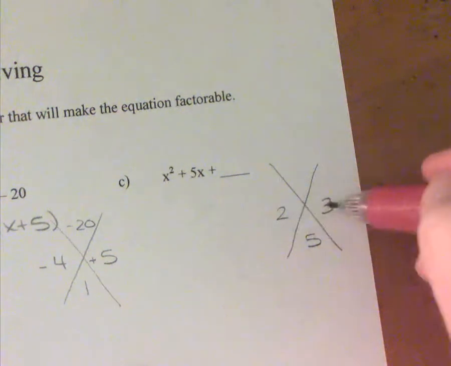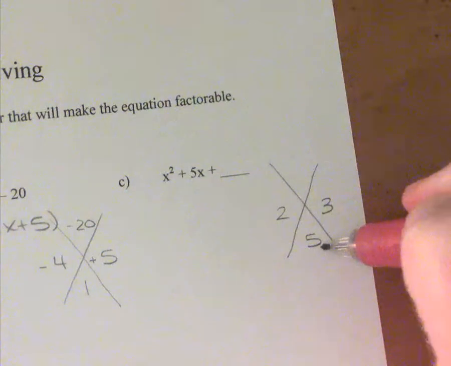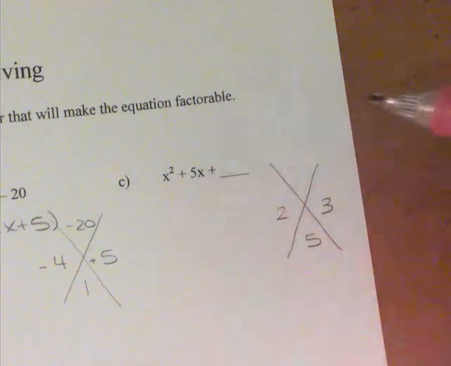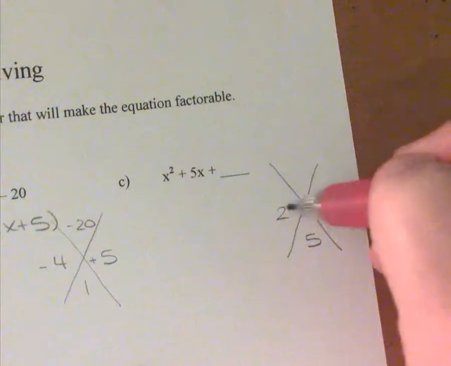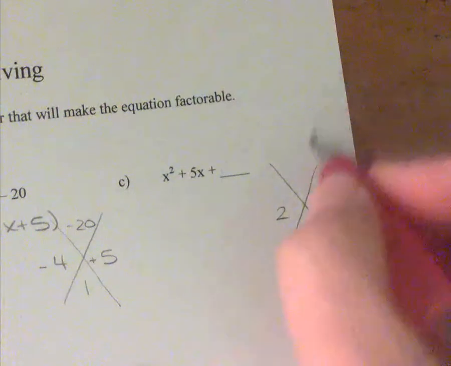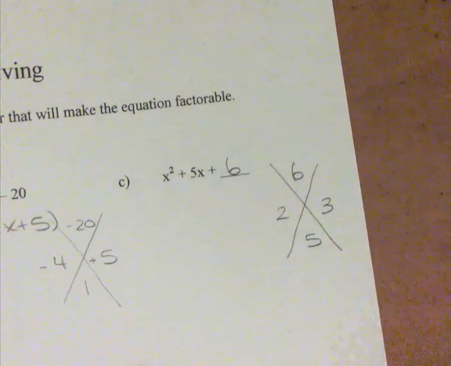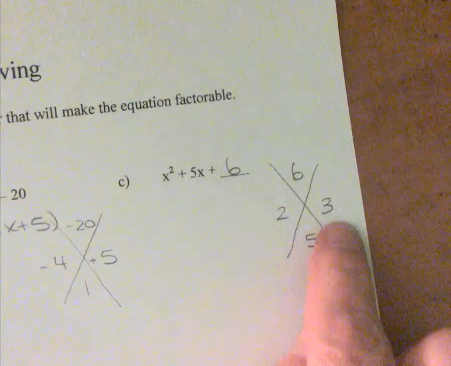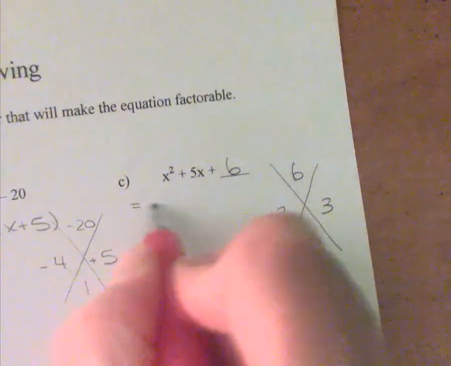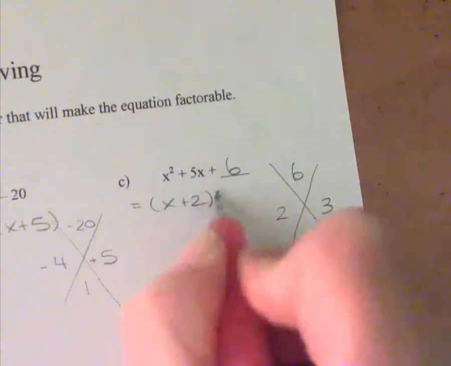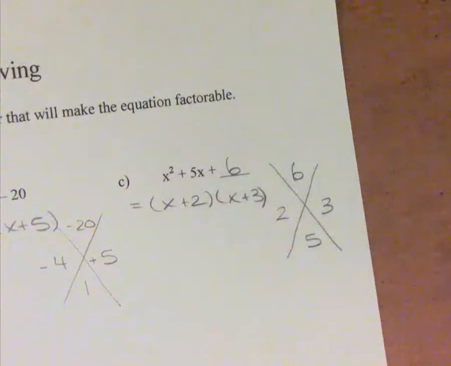They both need to be positive because they need to add to 5, and the product needs to be a positive number. So then I look at, well, what is 2 times 3? And that is 6. So it means 6 would go here on the end. I already picked my two numbers because I get to make up the question. So I have x plus 2 and x plus 3.